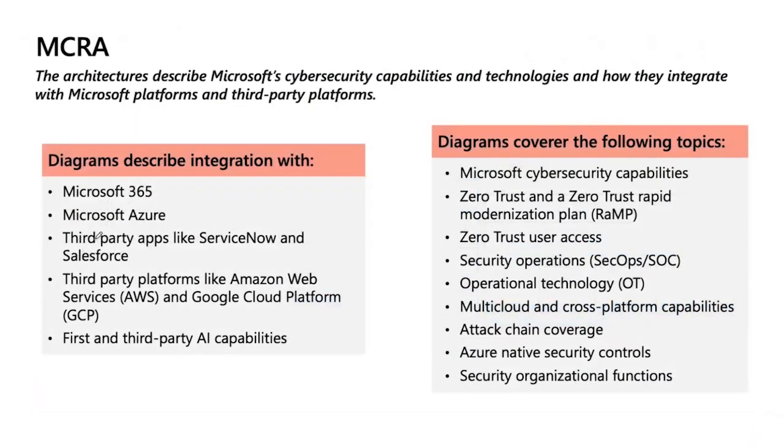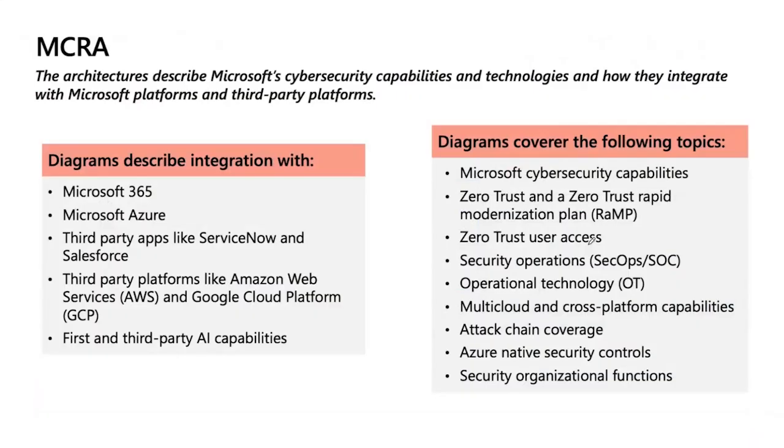So MCRA provides you different diagrams related to Microsoft cybersecurity capabilities, zero trust and zero trust RAMP, zero trust user access, security operations, SecOps and SOC related design considerations, what comes in operational technology, OT, and also what we have in multi-cloud and cross-platform capabilities. We will get diagrams related to attack chain coverage, Azure native security solution controls, security organization functions, and also what ransomware related considerations we have.